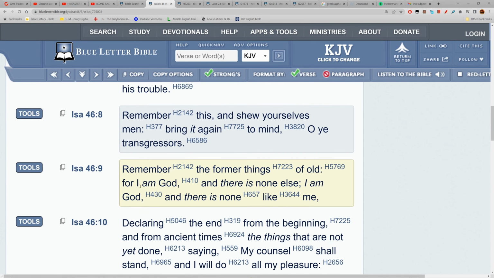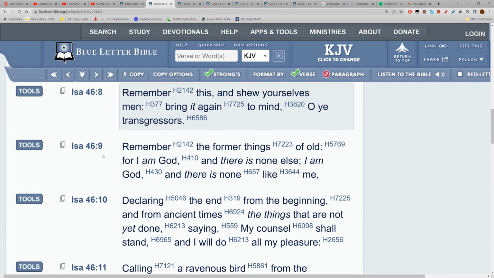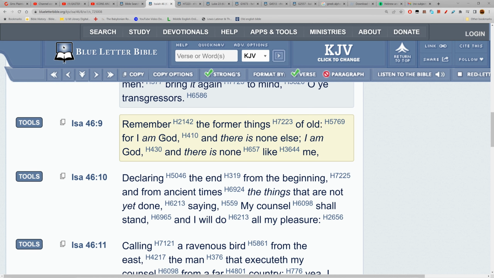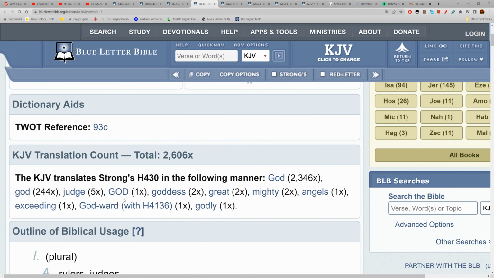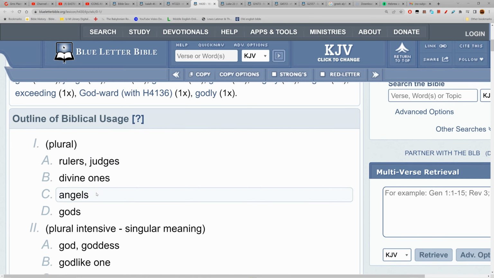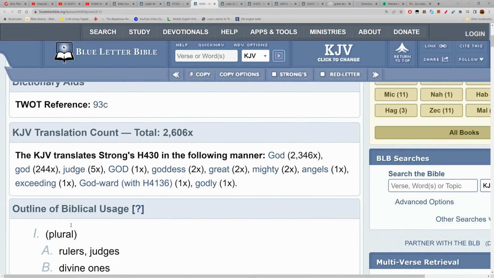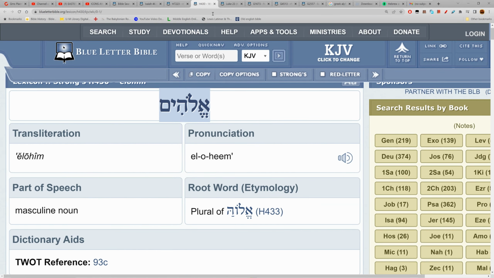This is Isaiah 46:8. Remember this and shew yourselves men. Bring it again to mind, O ye transgressors. Remember the former things of old, for I am Yahweh, or a power, and there is none else. I am a power, and there is none like me. And when we see H430, we normally say power. This means power, God, Elohim. So you'll see it say power a lot, which means divine, judges, rulers, gods. So the word there is not the Most High's name, is the point.